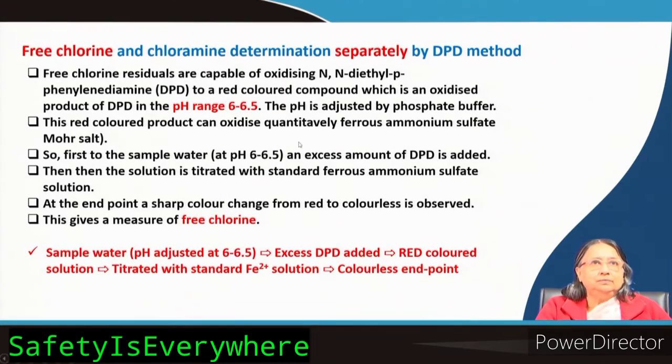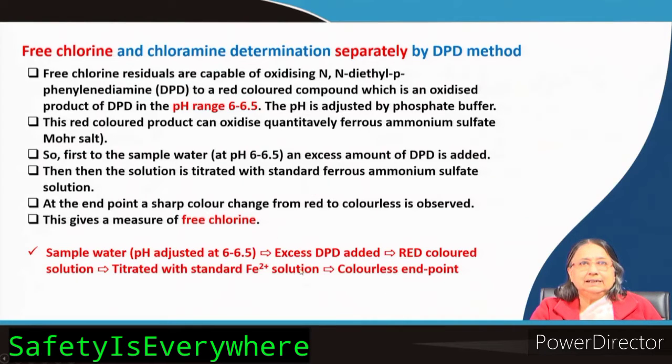So, first, to the sample water, an excess amount of DPD is added. How much DPD should be added in excess? It will be quantitatively oxidized according to how much chlorine is there, and the reagent has to be added in excess. Then the solution is titrated with standard ferrous ammonium sulphate solution. At the end point, a sharp color change from red to colorless is observed. This gives a measure of free chlorine. This is free chlorine, because only free chlorine, under this condition, can oxidize DPD to some red colored compound.